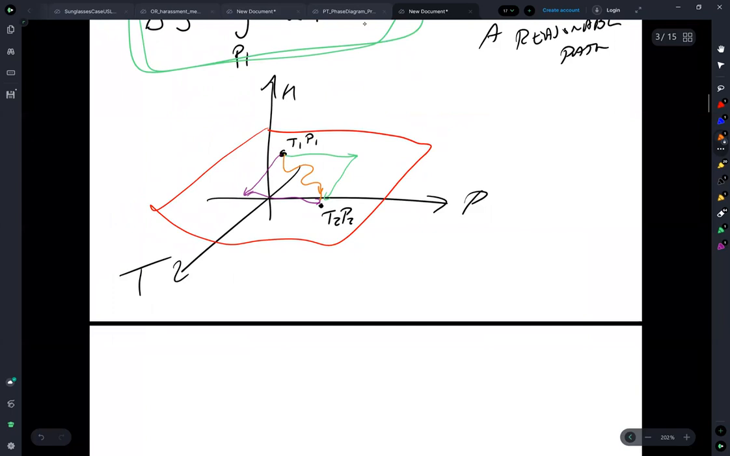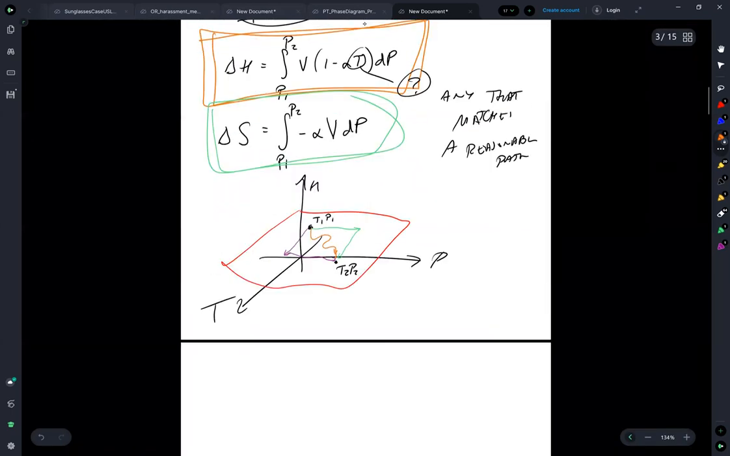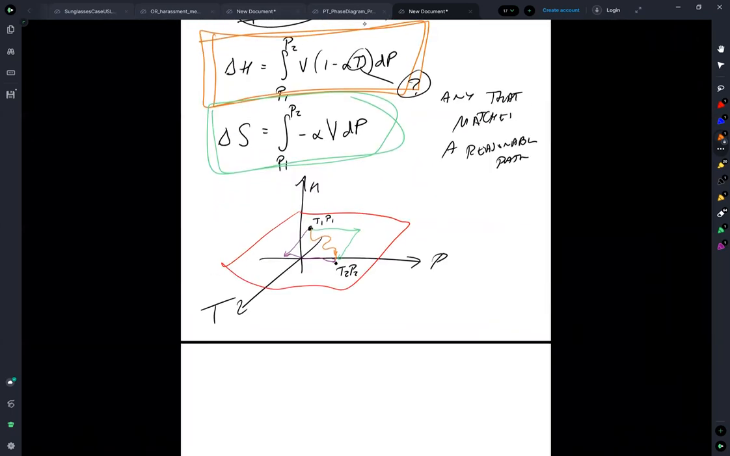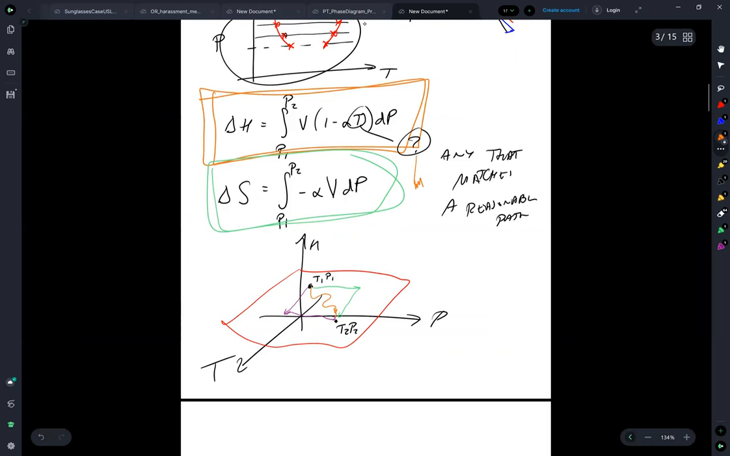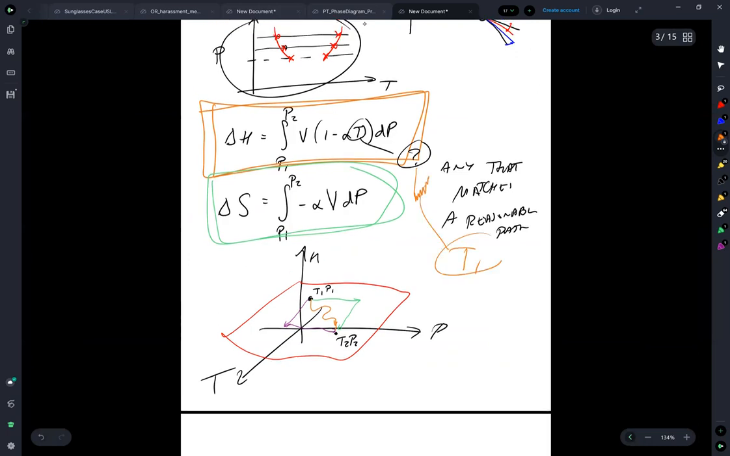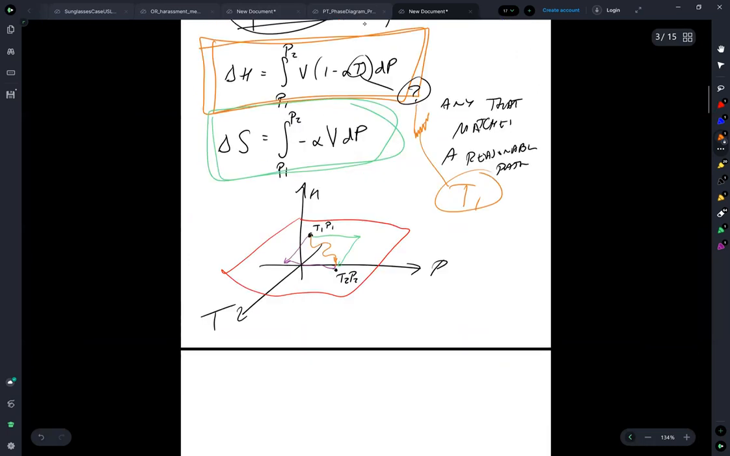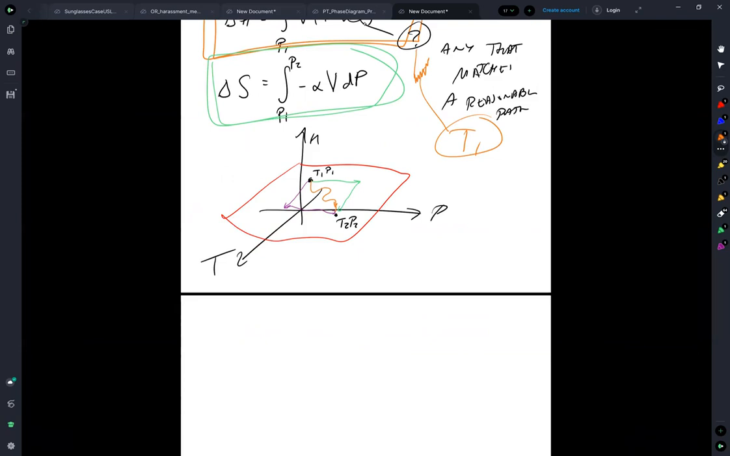So as a matter of convenience, I've decided that I'm going to change the pressure first, holding the temperature constant. So that's going to be T1, but it doesn't have to be. I went through and checked this to make sure that the numbers work, and indeed, our enthalpies are path independent, which is great.